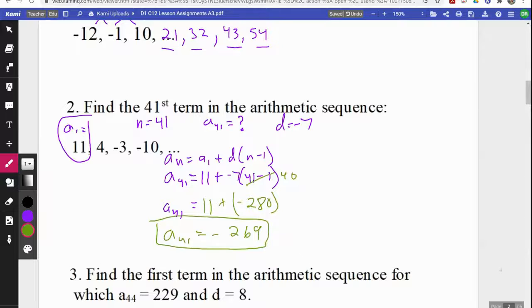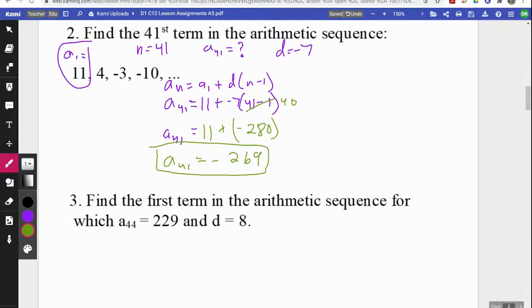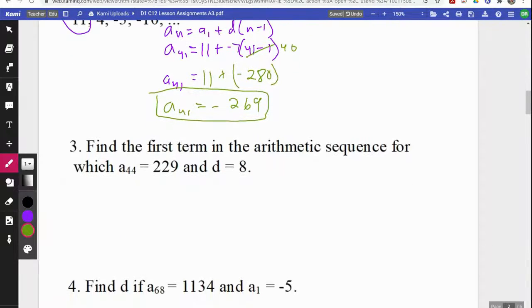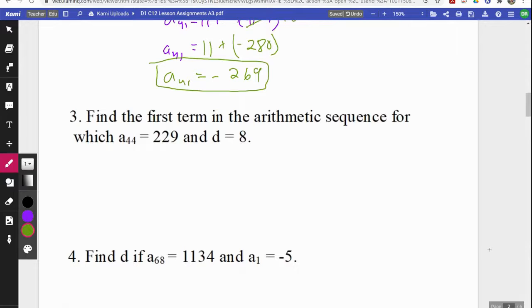We can take it a step farther, the next example, and work backwards to figure out what the first term might be. So we're going to find the first term. That means we're looking for a sub 1. We know that a sub 44 is 229 and d is 8. This also means we know that n is 44, because if we're using a sub 44, n would have to be 44.